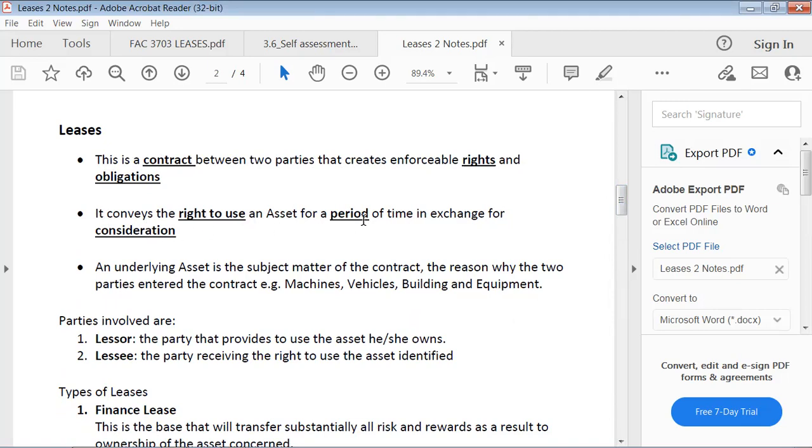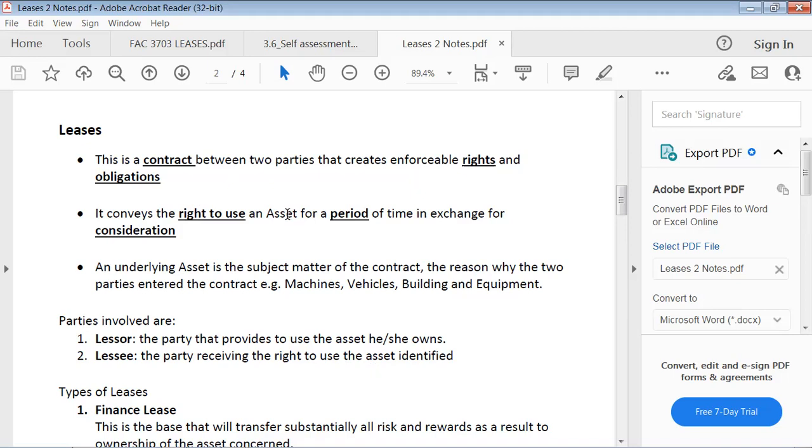Obviously, when you are using someone else's asset, that asset is not yours. So you will get the right. So it's a right to use someone else's asset. Normally in your questions, you will be asked on machines, vehicles, buildings, equipment. Sometimes they like to ask on the floor space. But if you want to get more on that, you can attend the classes which we conduct.